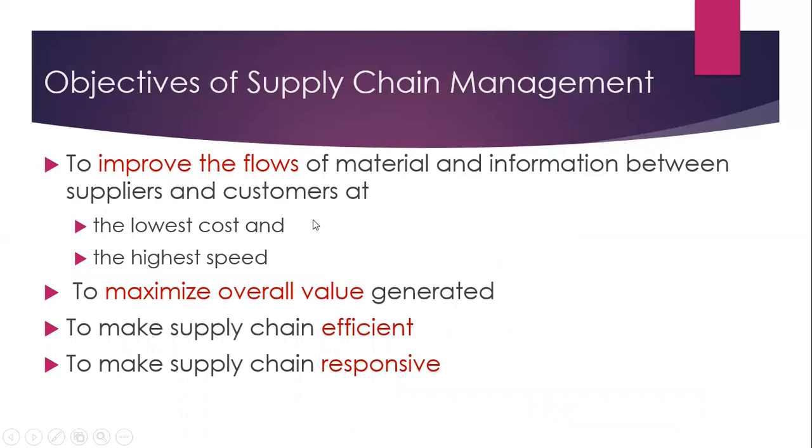Then what are the objectives of supply chain management? Objectives include to improve the flows of material and information between suppliers and customers at the lowest cost and highest speed. So this is the objective. Another objective is to maximize overall value generated and to make the supply chain efficient and responsive. So these are various objectives of managing the supply chain.